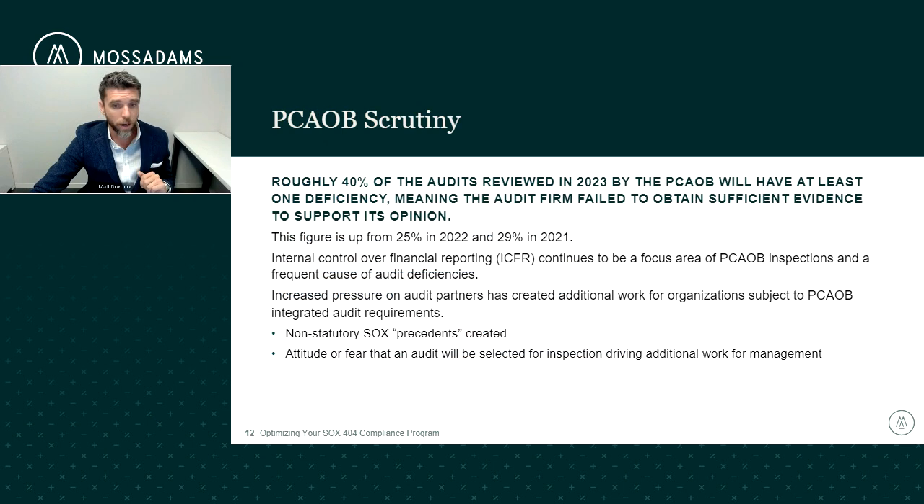A couple notes on PCAOB scrutiny. As we mentioned, one of the biggest drivers of the increased hours may be the increased pressure from the PCAOB. Despite all the efforts to increase audit quality, based on a preview that was issued by the PCAOB, the board expects a 40% audit failure rate for its most recent inspection cycle. This is up from 34% and 29% over the previous 2 years.